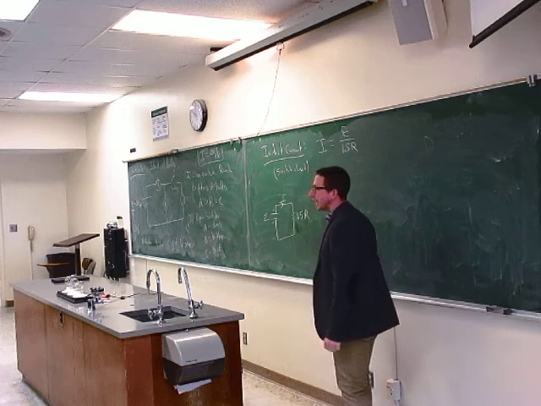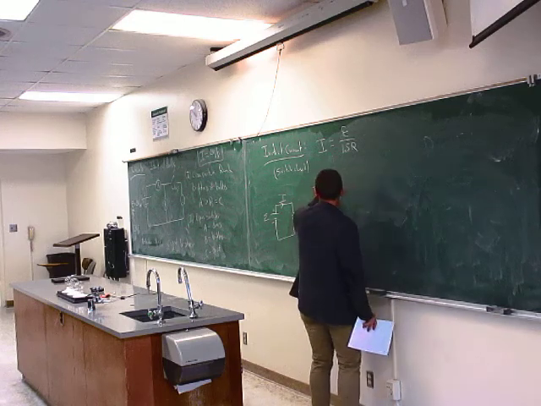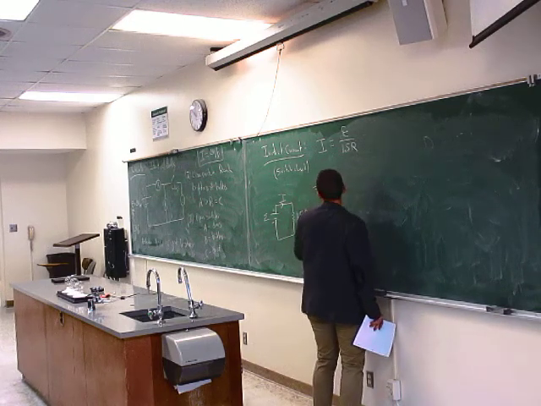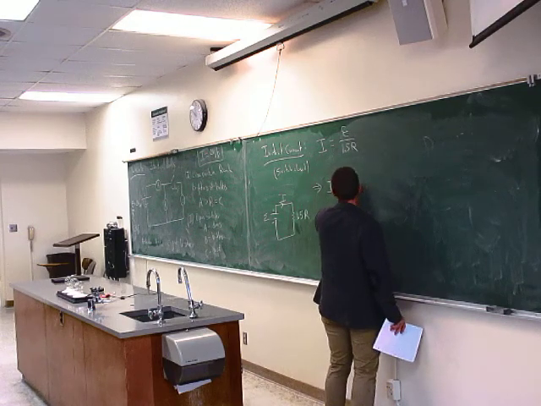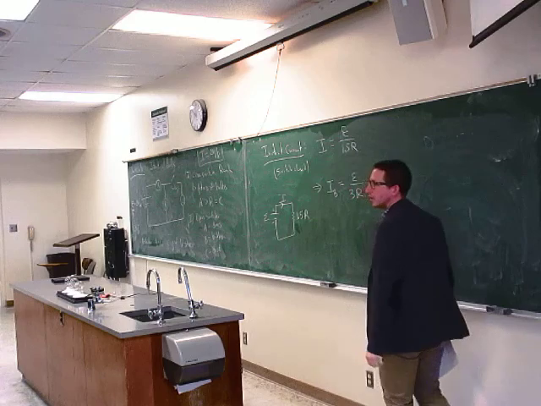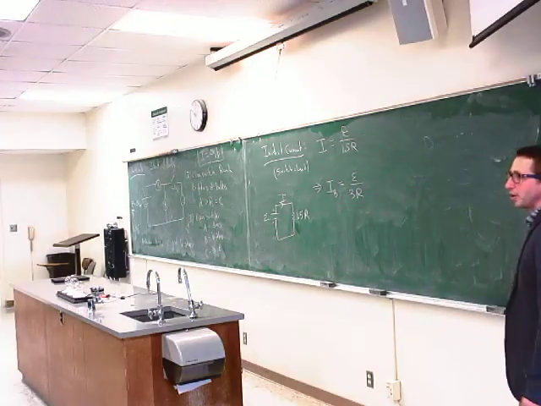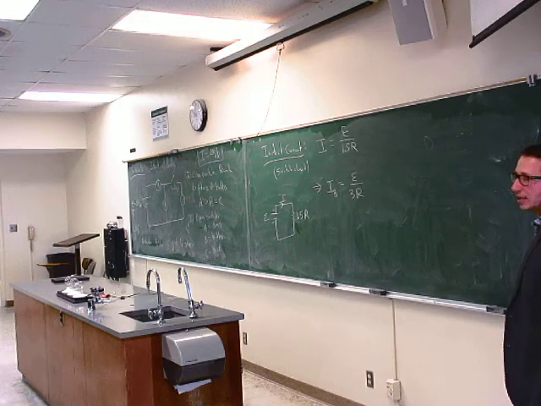But how much current actually goes through bulb B initially? Well, just half of that, right? So the amount of current through bulb B is half the amount of current, because it has to split between paths B and C.